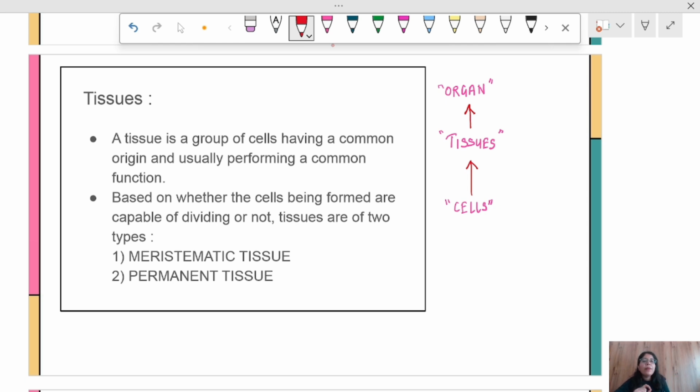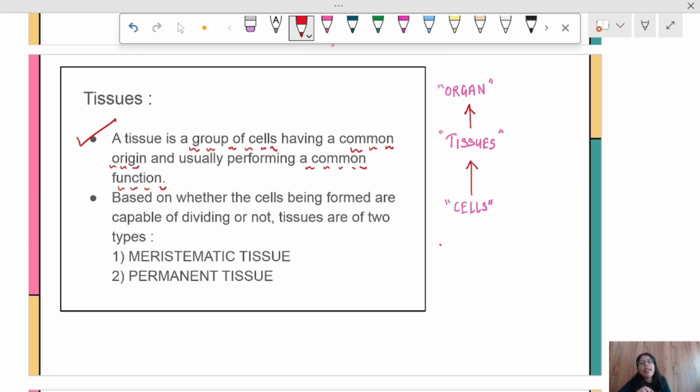So see, what is the meaning of tissue? Tissue is a group of cells, right? And these cells must have a common origin and they must perform a common function. This definition of tissue, please remember, it is very important. A tissue is a group of cells which have a common origin and which can perform a common function.